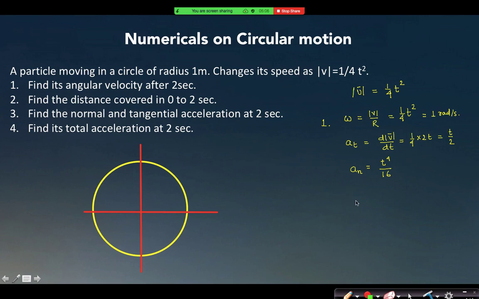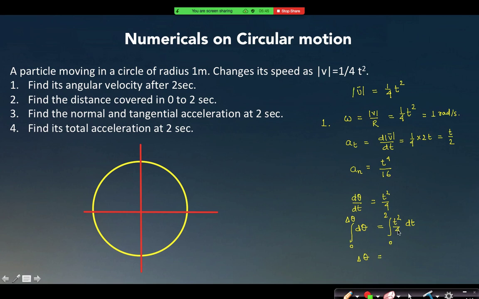So what is theta? Can I write omega is equal to d theta by dt? So d theta by dt is equal to t square by 4. So what is d theta? It is t square by 4 dt, right? I can integrate it from t equal to 0 to t equal to 2 seconds, and that is delta theta. Can you tell me what is delta theta from this expression?